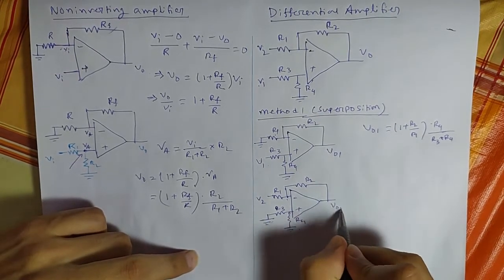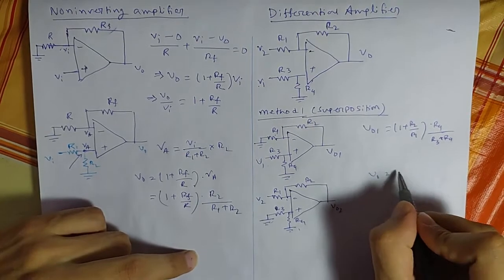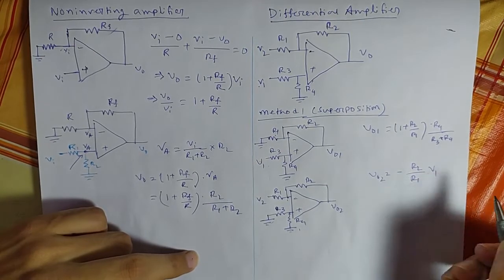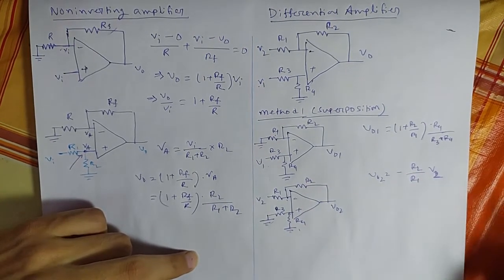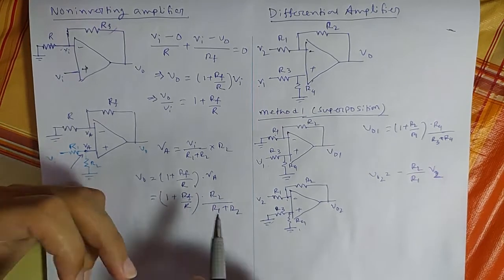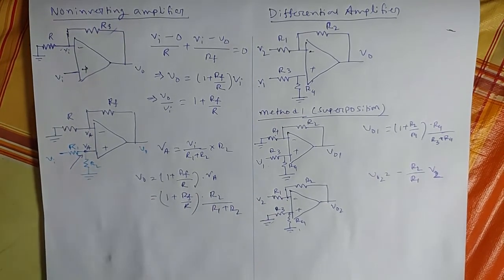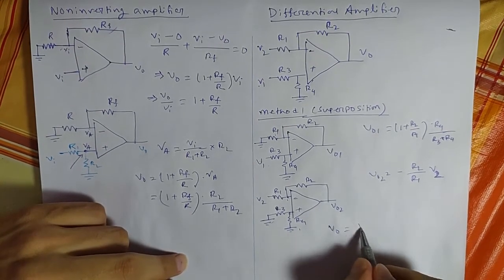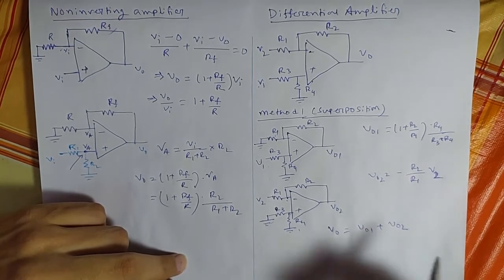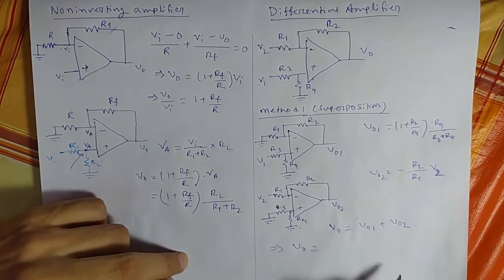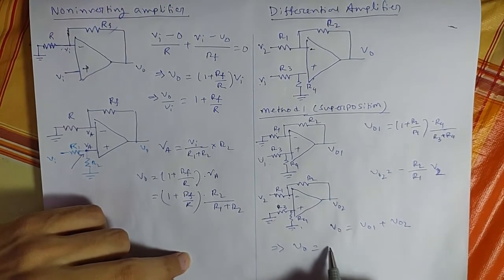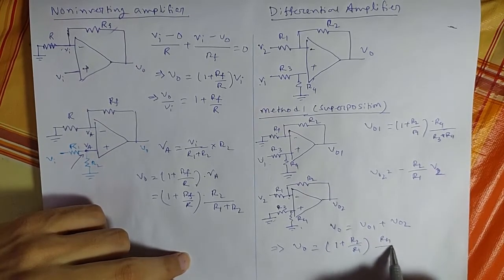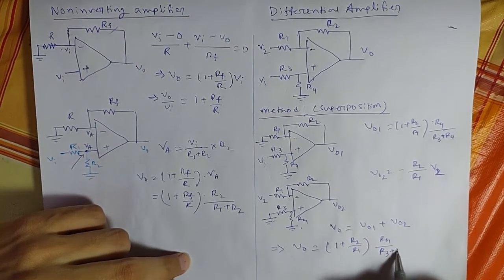So V02 will be minus R2 by R1 into V2. So the combined response, if I consider both sources at a time, the combined response V0 will be V01 plus V02, where V01 is 1 plus R2 by R1, times R4 by R3 plus R4, times V1.